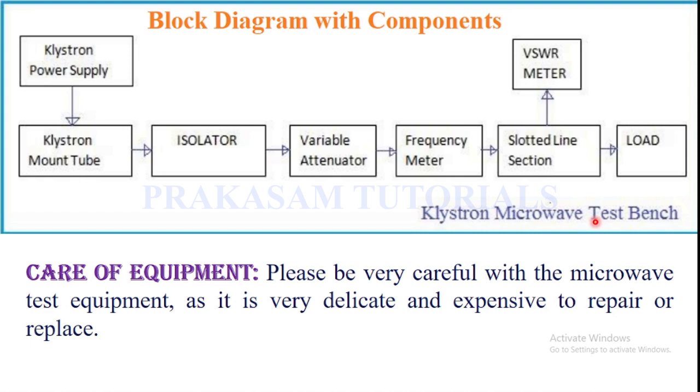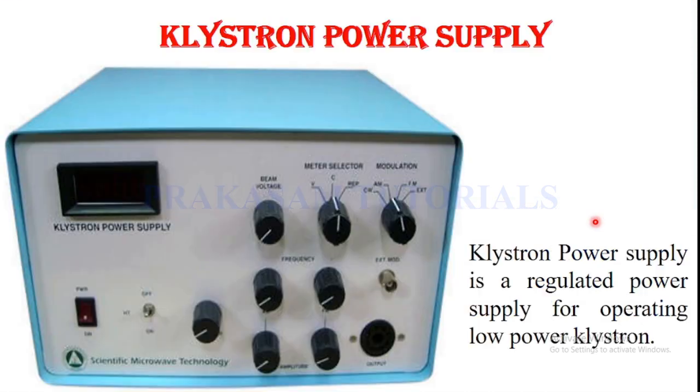And the first one is the KLYSTRON power supply. The KLYSTRON power supply is a regulated power supply for operating a low power KLYSTRON. Before switching on the KLYSTRON power supply, we must follow some important points. Those points are the beam knob or beam voltage. This is the beam voltage. This beam knob or beam voltage should be fully set in the anti-clockwise direction, or minimum position.